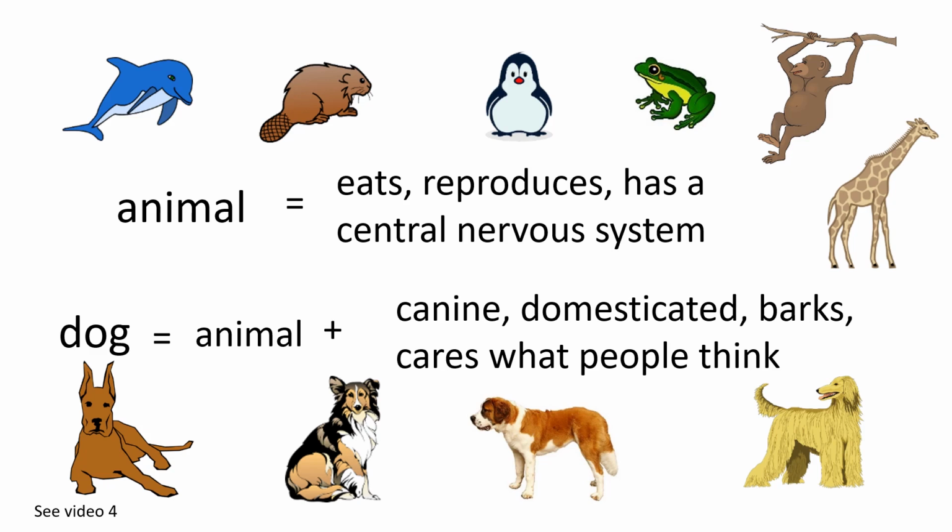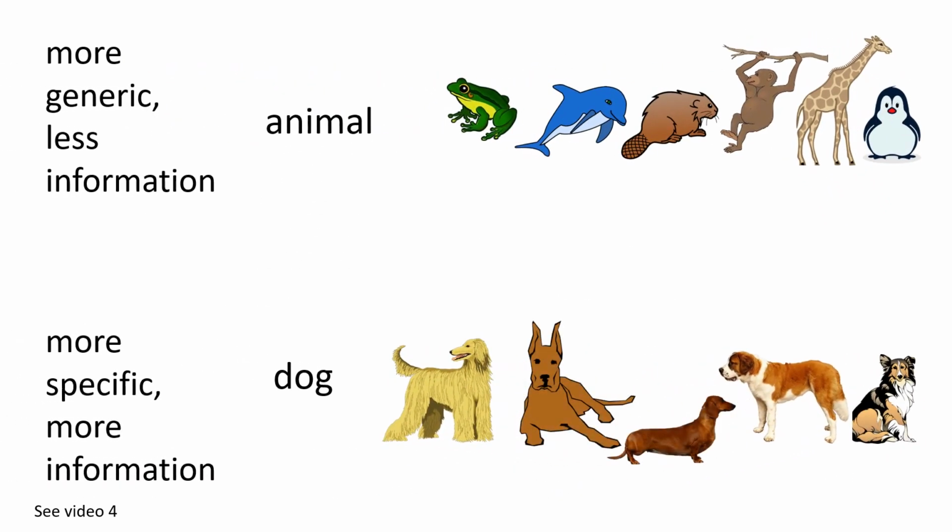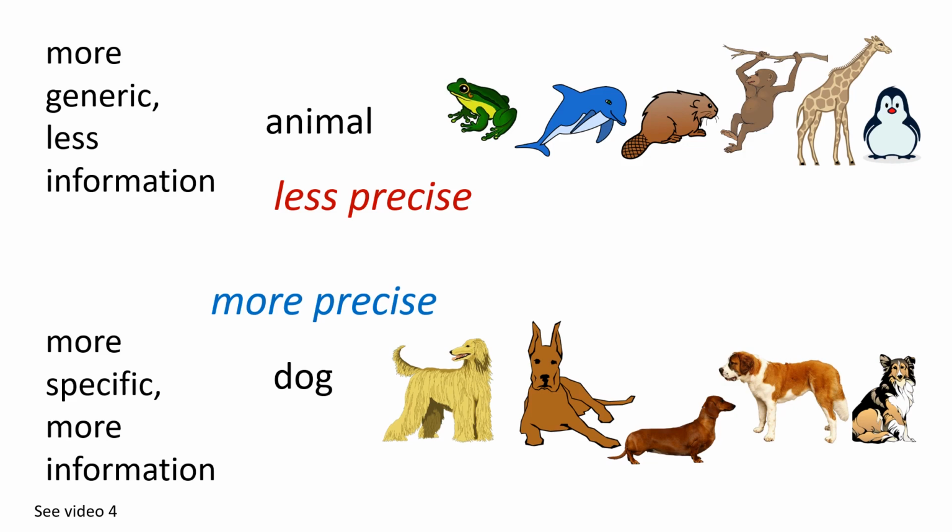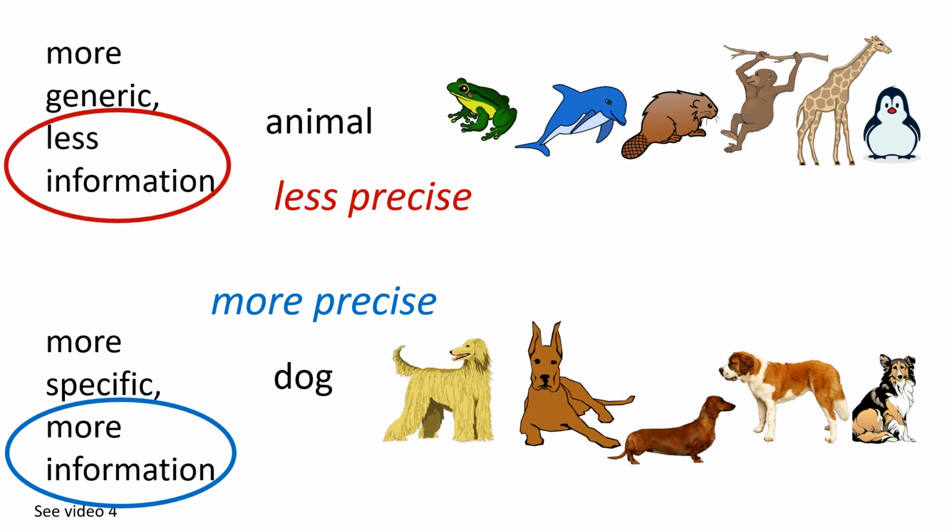In video 4, we said that when categories are related in this way, the term for the category with more members that have fewer features in common is more generic, and the term for the subcategory with fewer members that have more in common is more specific. Specific terms are more precise than their generic counterparts. Since more precise terms imply a greater number of features in common, we can say that more precise terms convey more information than more general terms.